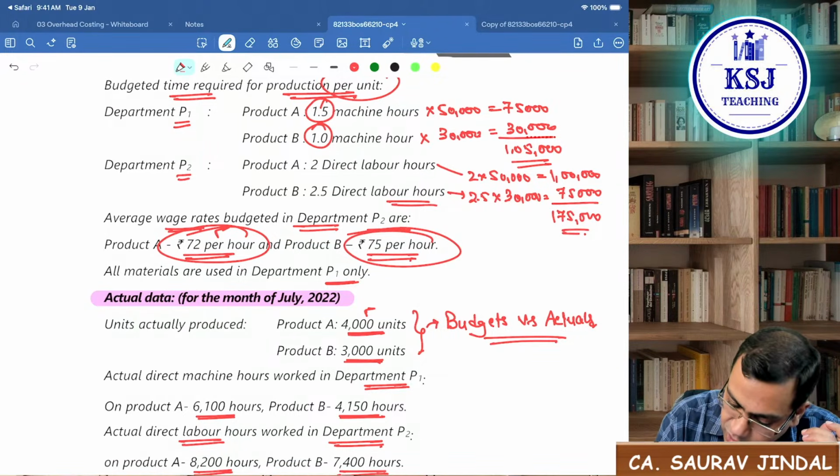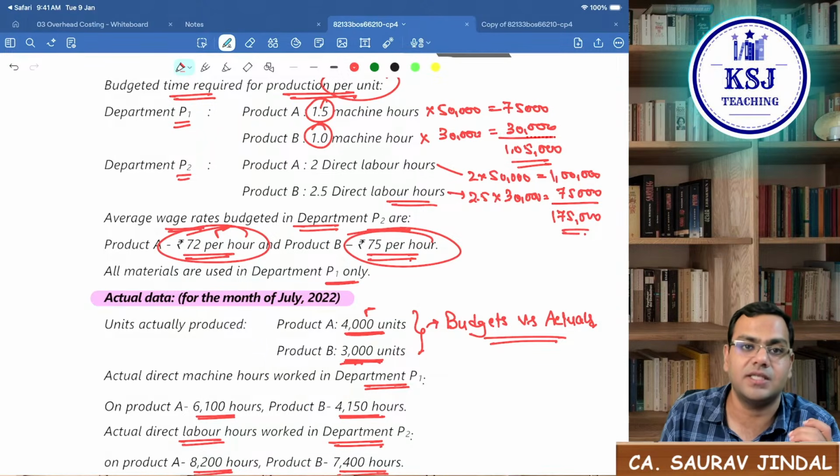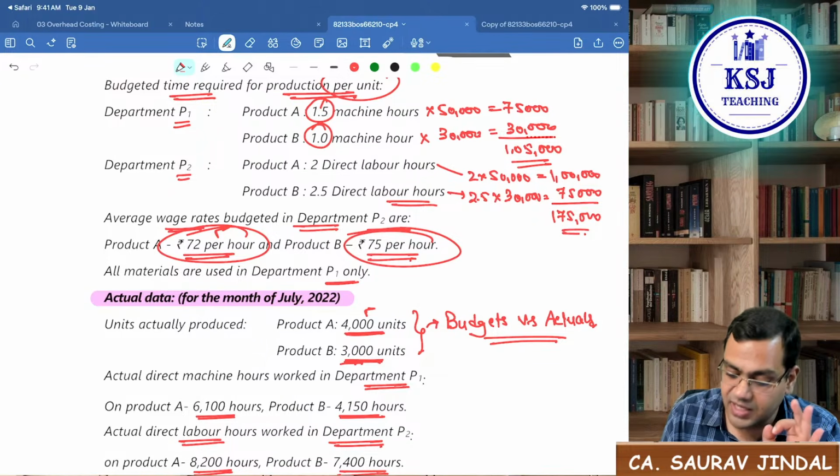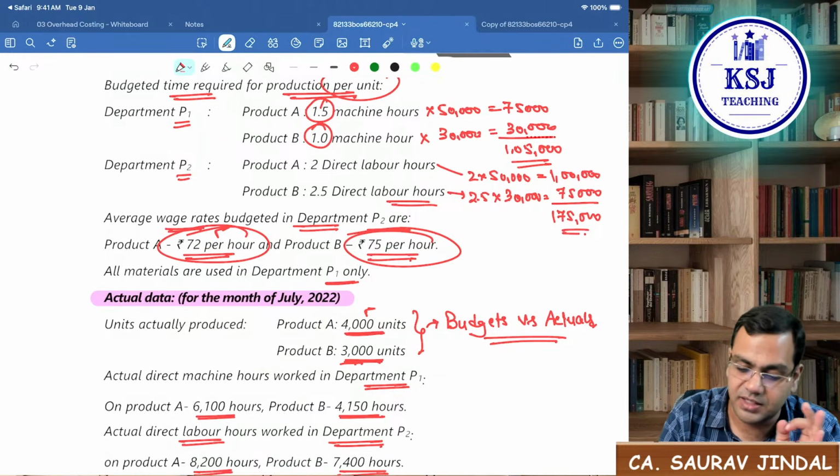For actual production, that is 4,000 and 3,000 units, what will be the machine hours? Can we calculate 4,000 into 1.5 and 3,000 into 1?